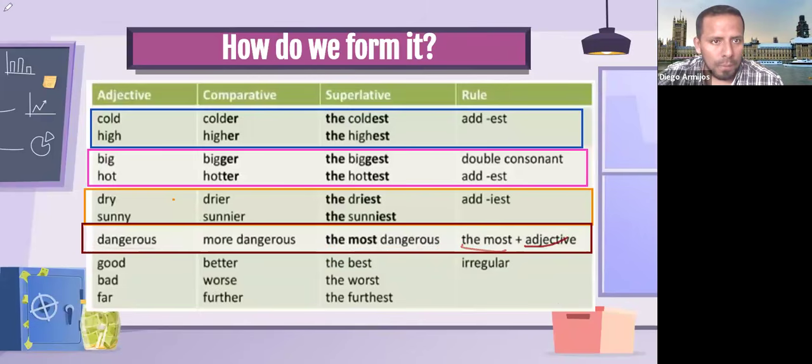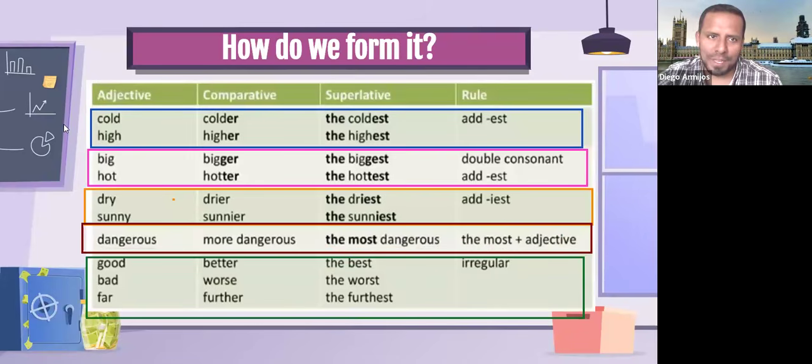And finally, we have irregular adjectives, okay? So we have good. What is the superlative of good? The best. Bad, the worst. Far, the farthest, okay? As you can see, all the superlatives have the word the before them.